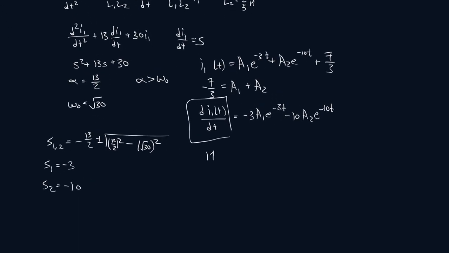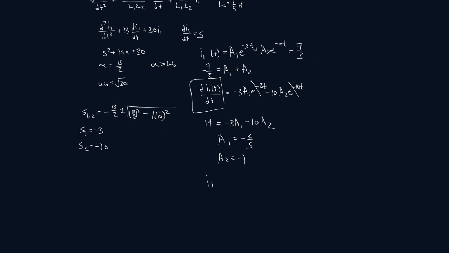So this will be 14 equals minus 3 a1, this is gone, minus 10 a2. a1 will be minus 4 over 3, a2 will be minus 1. So I1(t) will be minus 4 over 3 e^(minus 3t) minus e^(minus 10t) plus 7 over 3.